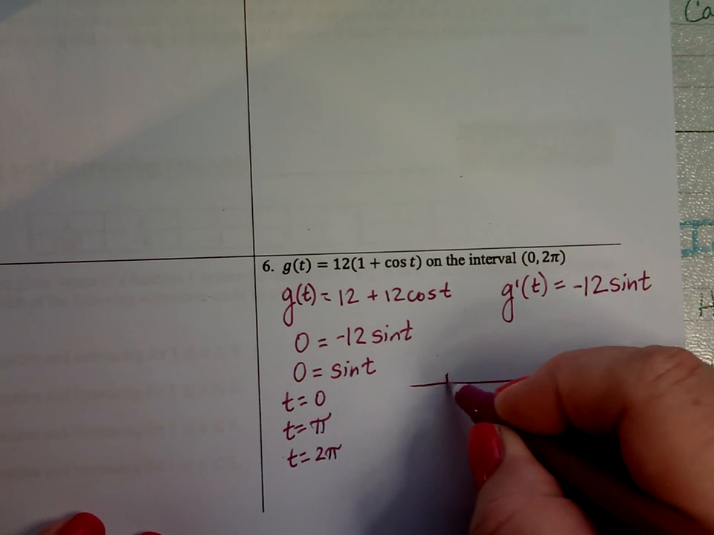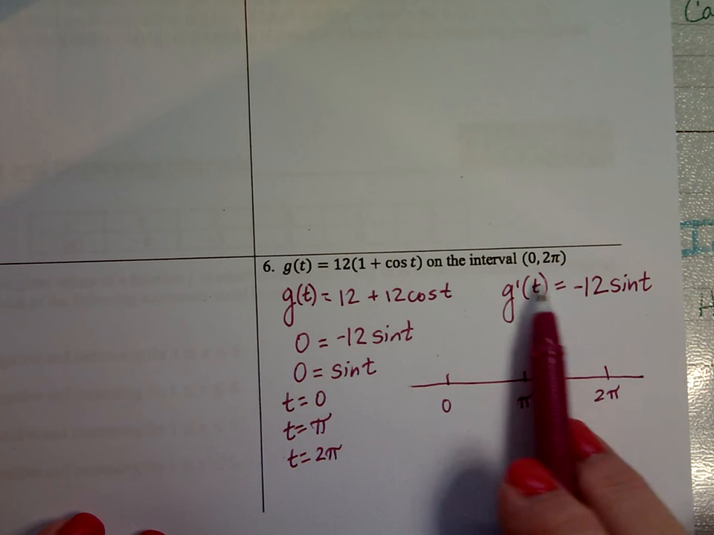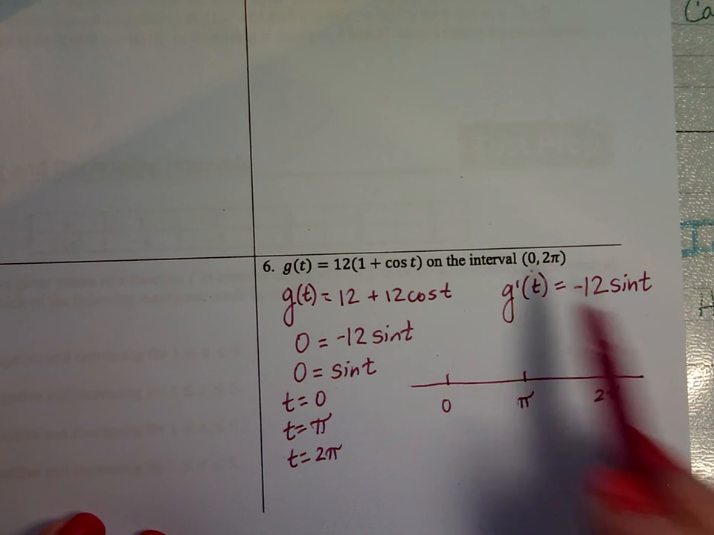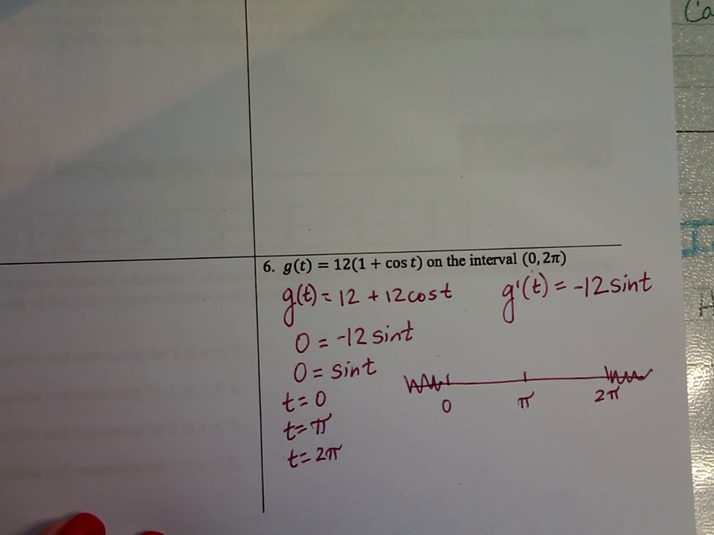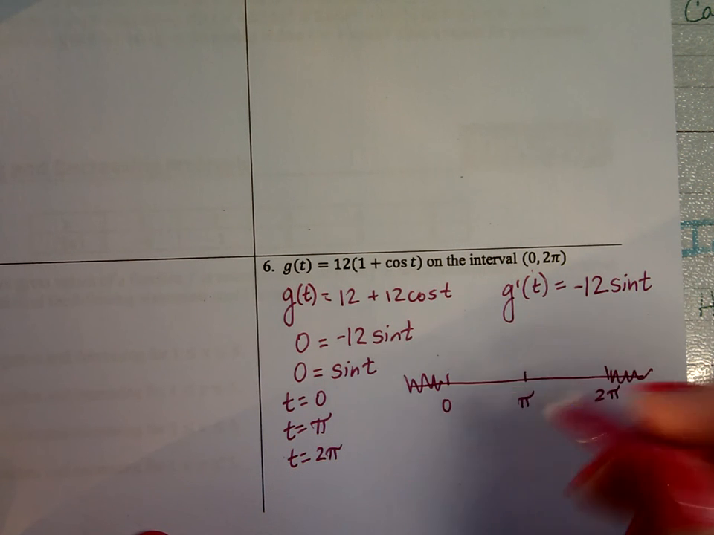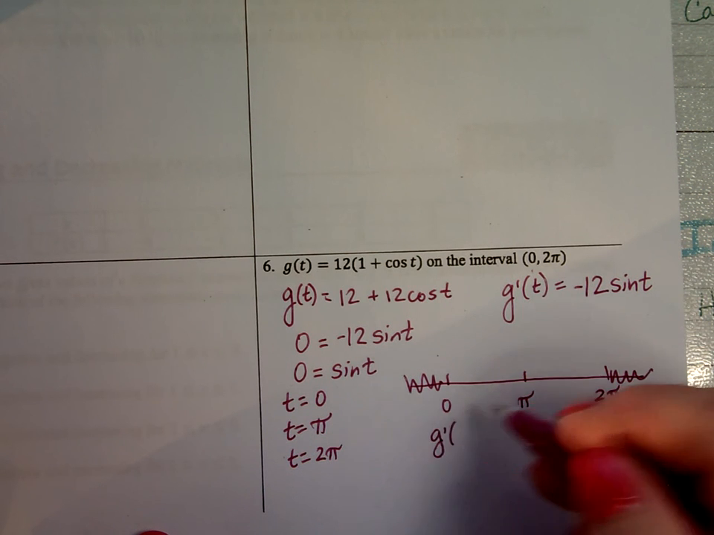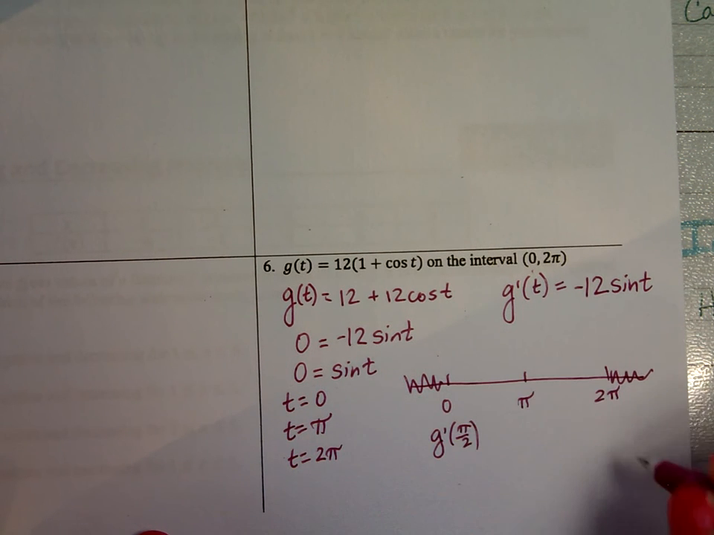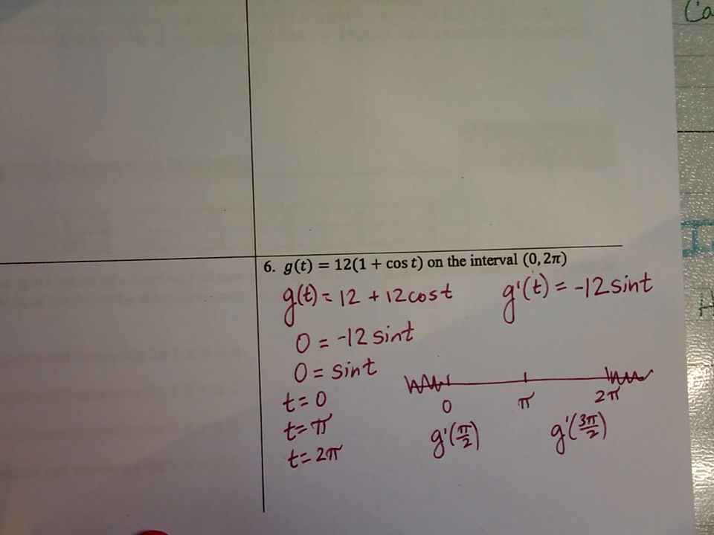First value is 0, second value is pi, third value is 2 pi. Now, interestingly enough, my domain only goes between 0 and 2 pi, so I don't care what's happening over here. I don't care what's happening over there. It doesn't go on to infinity like some of the other ones that we've seen. So all I need to know is what it's doing in between these 2 places, which means when I go to test values, take nice values, right? You're talking the unit circle. So I want to know what g prime, I would probably pick pi over 2 in there, right? That would be a nice value. And this would be g prime of 3 pi over 2.